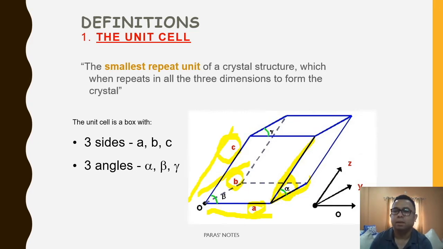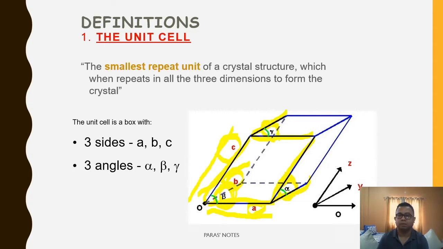Then the next one is the angle created between the height, again this is the height, and this one is the length. The angle created here between the height and the length, the two edges of the unit cell, is represented by beta. You can see here beta. Whereas the angle created between the length, this is the length, and the breadth, this angle between the length and the breadth is gamma.